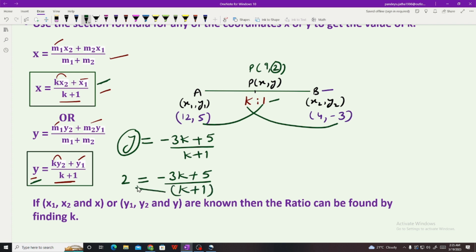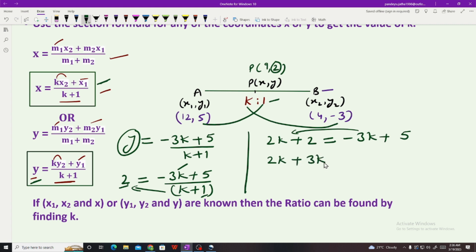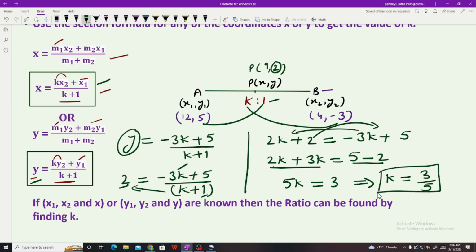Shift this k plus 1 to the other side. So we get 2 into k is 2k plus 2 into 1 is 2, that is equal to minus 3k plus 5. Shift this minus 3k to the other side. We get 2k plus 3k, and shift this 2 to the other side, we get 5 minus 2. 2k plus 3k is 5k, that is equal to 5 minus 2, that is 3. So the value of k will be equal to 3 upon 5. So the ratio is 3:5.